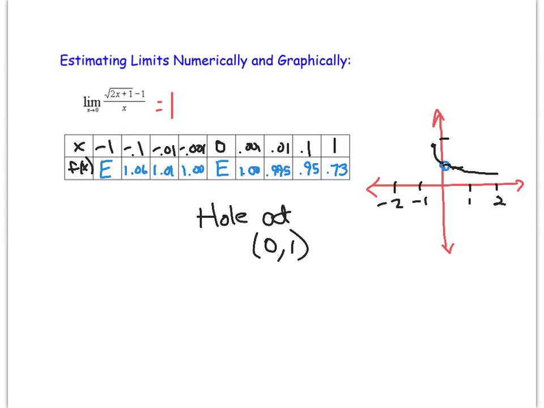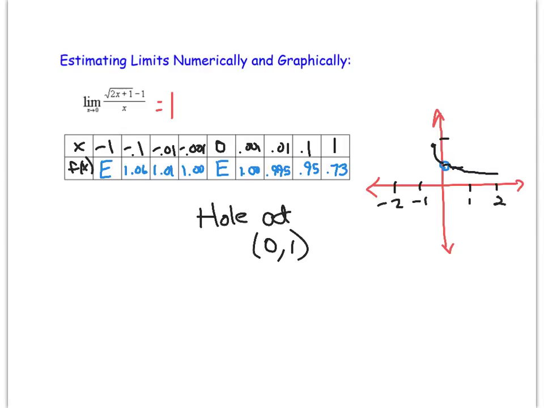We see that the graph looks something like this. First of all, notice that to the left of the y-axis, the first number that is part of my domain and the first number that will allow me to have 0 or above underneath the radical is going to be -1/2. So my domain is going to be all x values greater than or equal to -1/2. Next, notice that the hole is occurring at the point 0, 1.